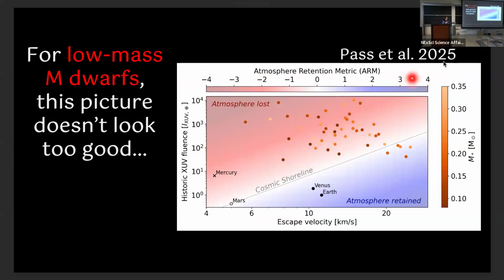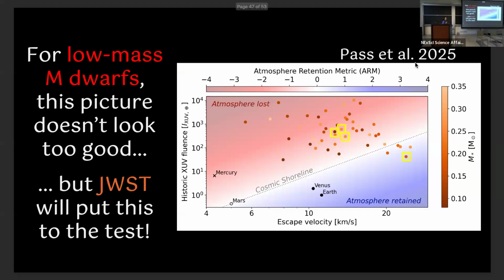But this cosmic shoreline paradigm is a really simple picture of escape, and it's just a scaling based on our own solar system. So ultimately, it may be that it's more complicated than this, and some of those planets will end up having atmospheres. That's what's exciting with the JWST program. It's going to put this to the test and see where that cosmic shoreline truly falls for M dwarf planets.